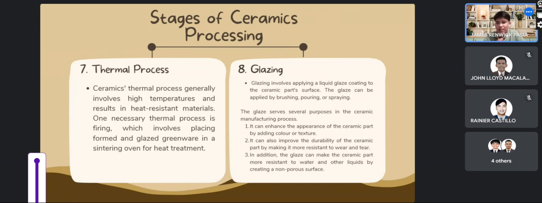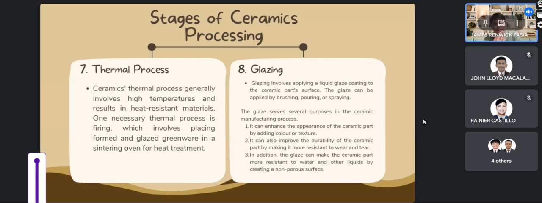Okay, second to the last stage will be thermal process. Ceramics thermal process generally involves high temperatures and results in highly resistant materials. One necessary thermal process is firing, which involves placing formed and glazed greenware in a sintering oven for heat treatment. As a result of sintering, the material becomes dense and hardened to the final state. After firing, the ceramic part has achieved its final properties and is ready for final processing and packaging.